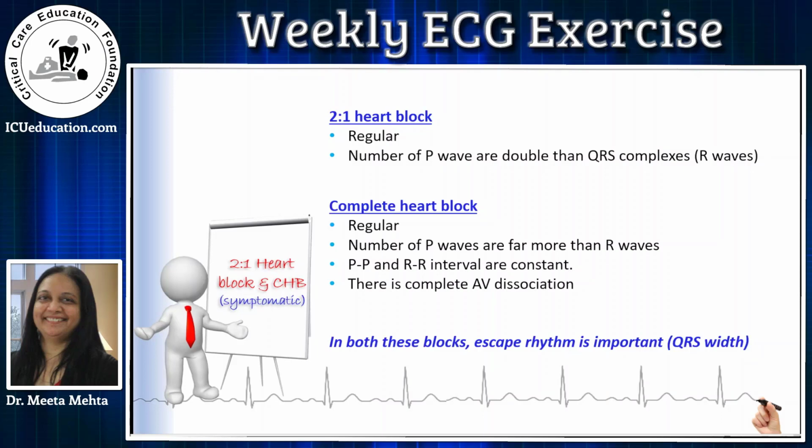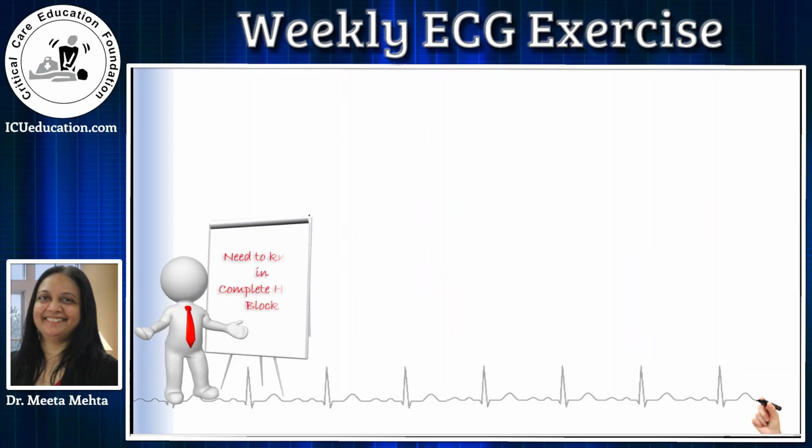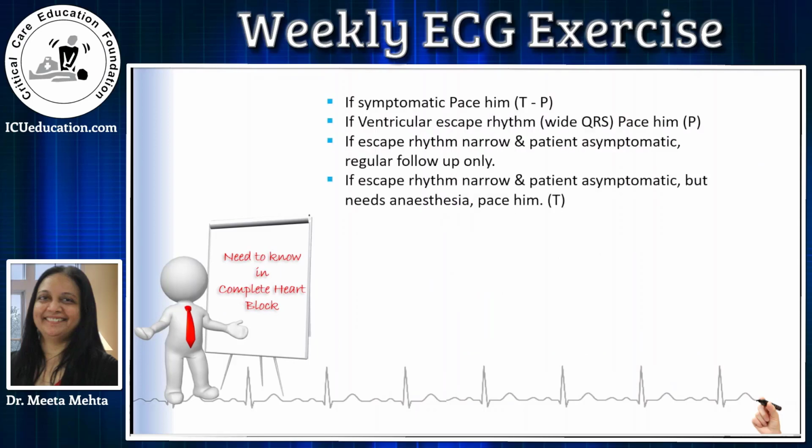In both these blocks, whether it is 2:1 or a complete heart block, it is important to look at escape rhythm, that is a QRS width, especially from treatment point of view. So what you need to know in complete heart block from treatment point of view? If patient comes symptomatic, just pace him with temporary pacing, and maybe patient will need a permanent pacing. If it is a ventricular escape rhythm, that is a wide QRS, this patient for sure needs a permanent pacemaker, but initially again you may have to put a temporary pacemaker.